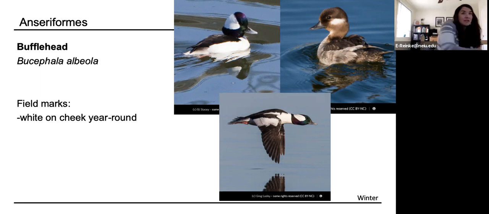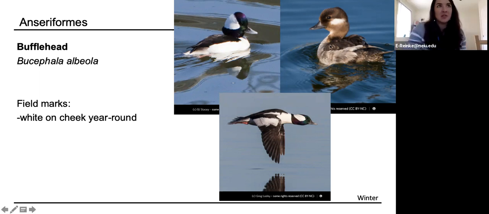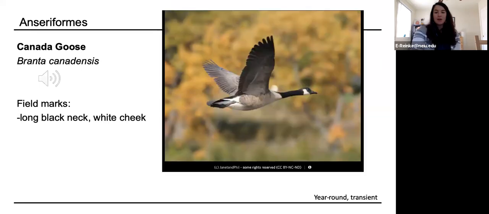So these guys are easily ID'd because of their head shape, buffleheads. It's thought to be because they have a buffalo-shaped head, this big head. And they both have white on their cheeks year-round. Notice with the male, it wraps around quite a bit behind them. Bucephala albeola.